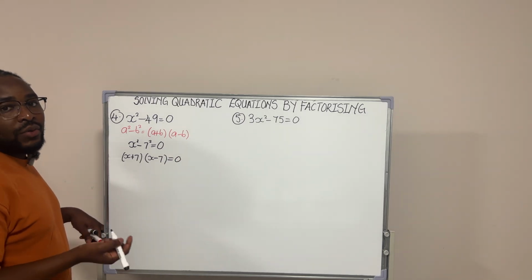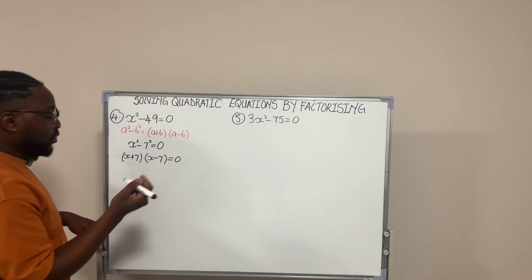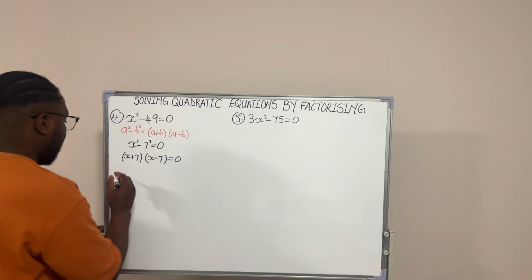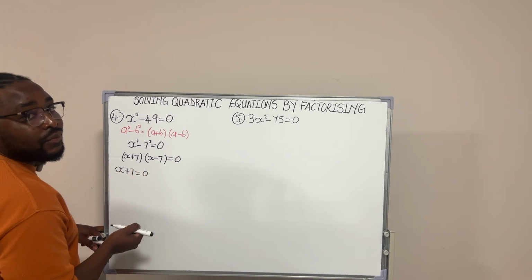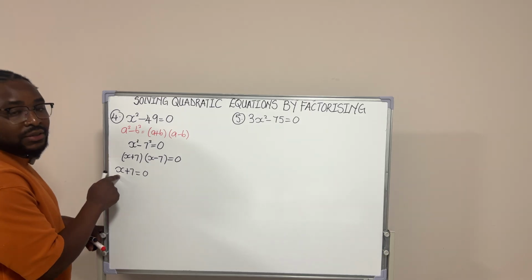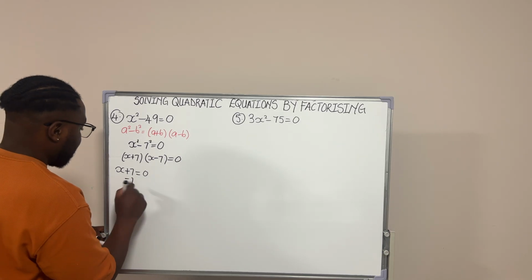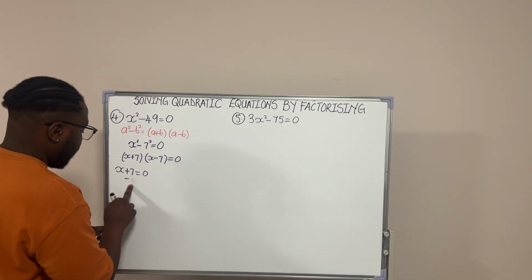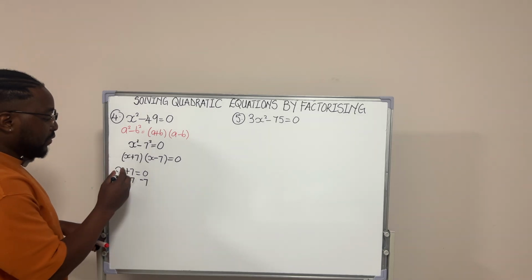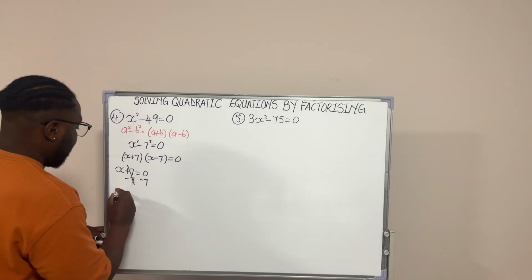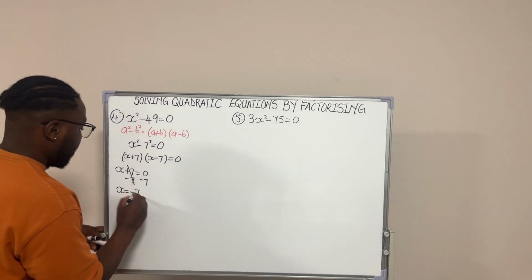right? What will be our next step? Our next step will be what? Setting our two factors to 0. So let's do that. Let's start with the first factor over here. x plus 7 equal to 0. Let's find the value of x by isolating it by simply what? Subtracting 7 from both sides of our equation. Positive 7 and negative 7, those two cancel out. We shall be left with x equal to 0 minus 7 is negative 7.